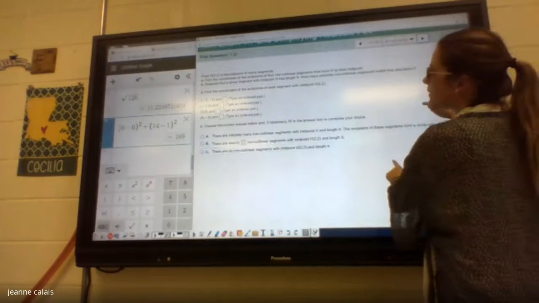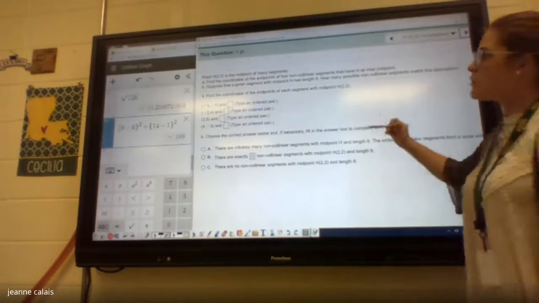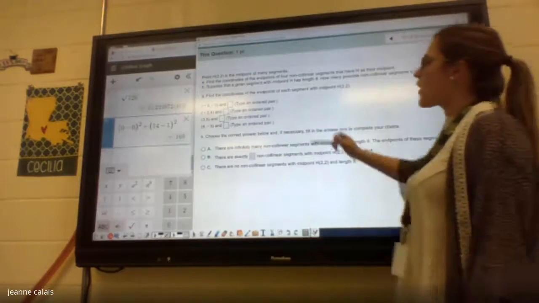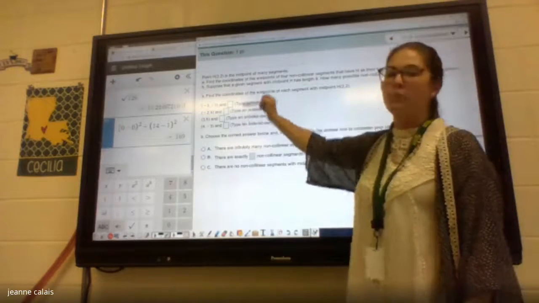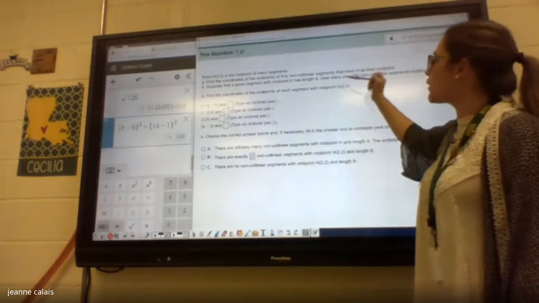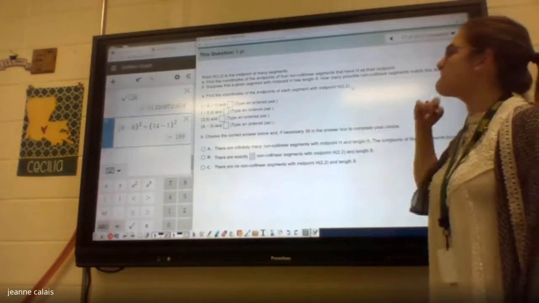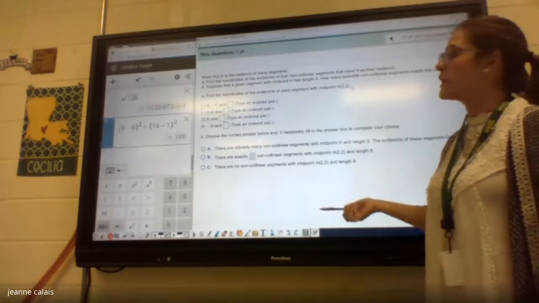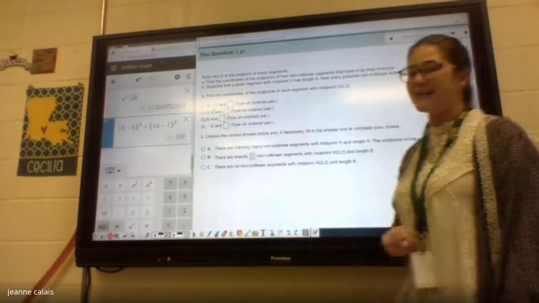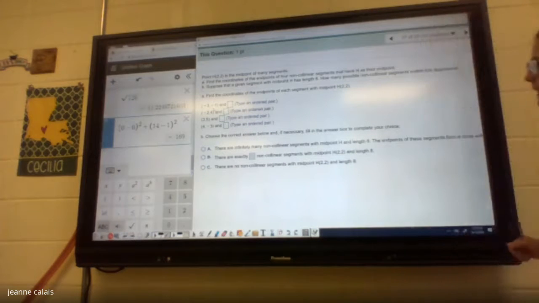Okay, so for this one, all right, for all 4 of these problems, okay, listen carefully. For all 4, this is your midpoint, okay? You are working backwards, all right? You're undoing the midpoint for each of these. That is what you are doing.